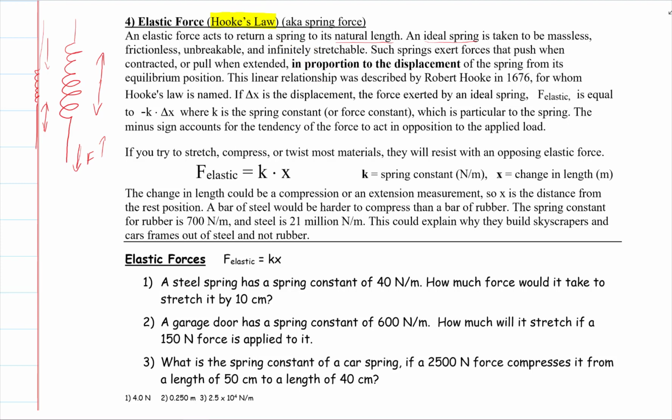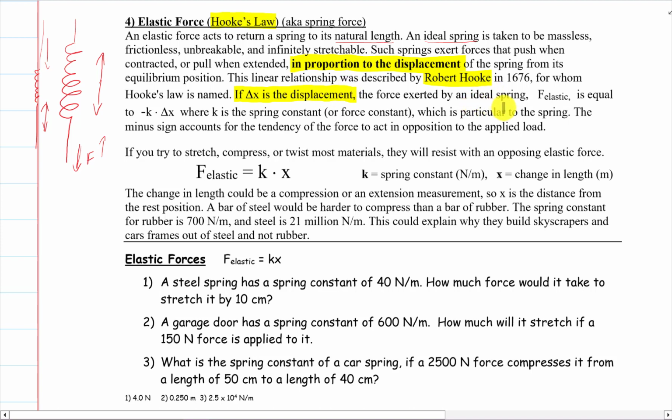And it actually follows a particular law, and it is proportional to the displacement. So if you stretch it twice the distance from its rest length, it'll require twice the force. And this is a linear relationship described by, well, guess who? Robert Hooke, named after him in 1679. Okay, so delta x is how much it is pulled away from its ideal length.